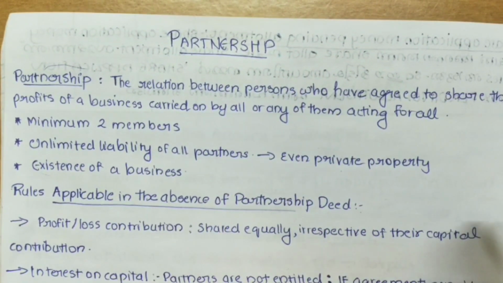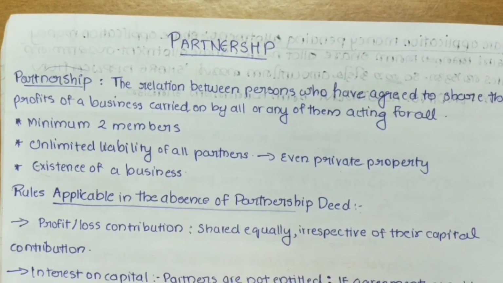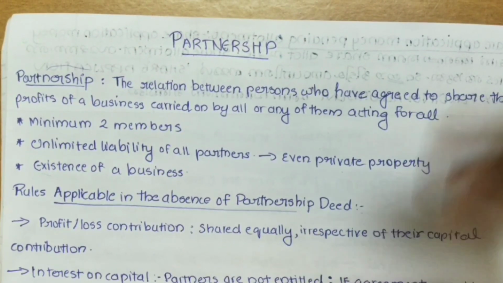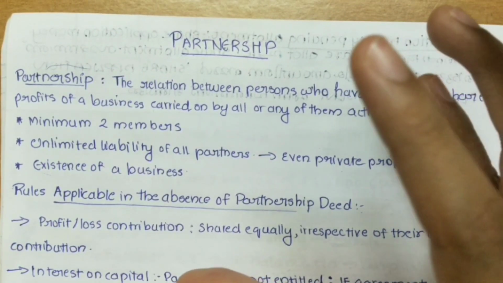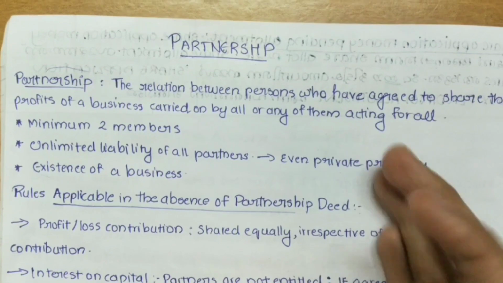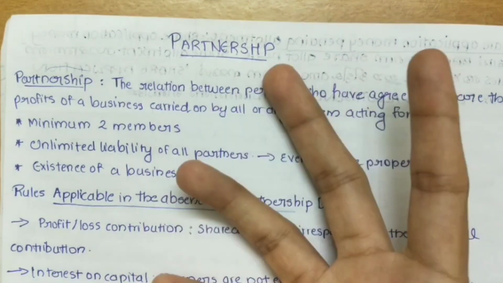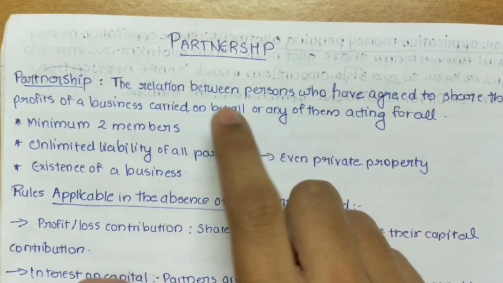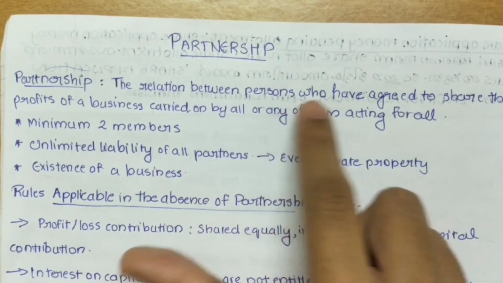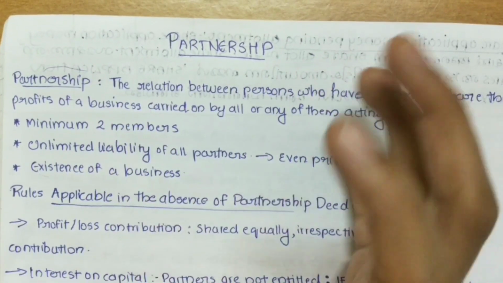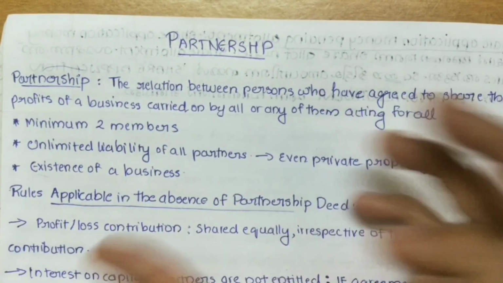What does that mean? Let's say, for example, if 2 or 3 people together commenced a business, the profit which they get from this business will be shared among them either equally or on the basis of the capital which they have contributed or invested, right? So in our example, we said about 2 or 3 people who commenced the business. It is the relationship between these people that we call partnership.